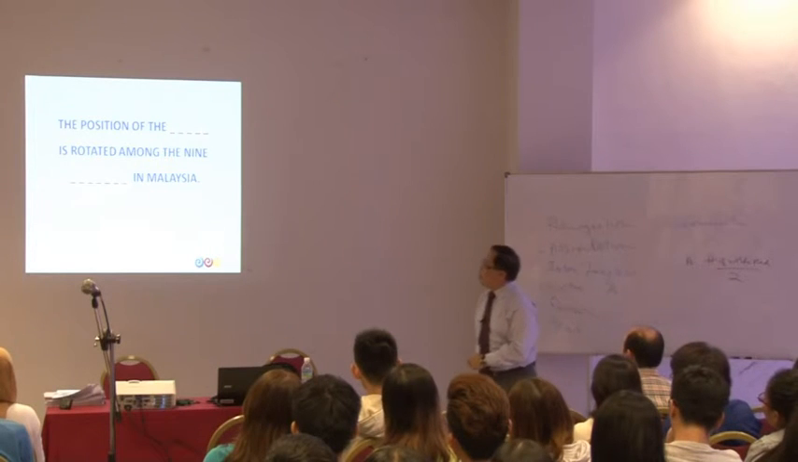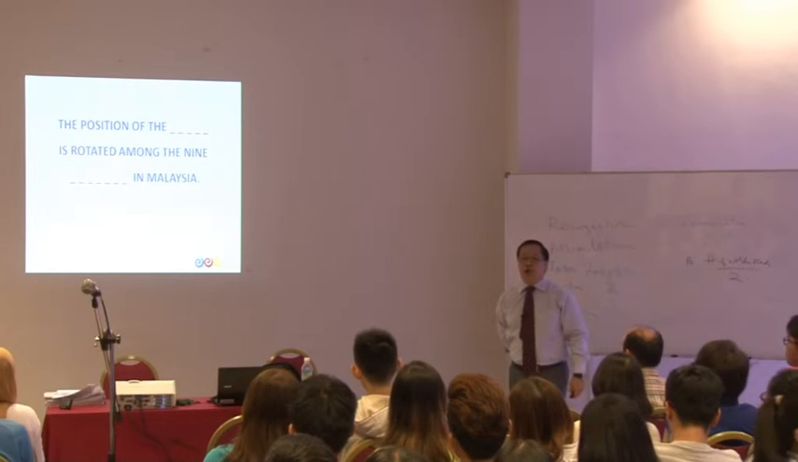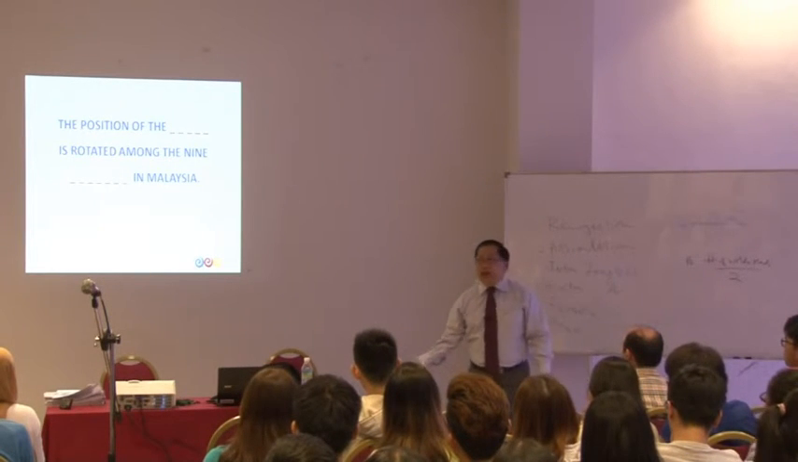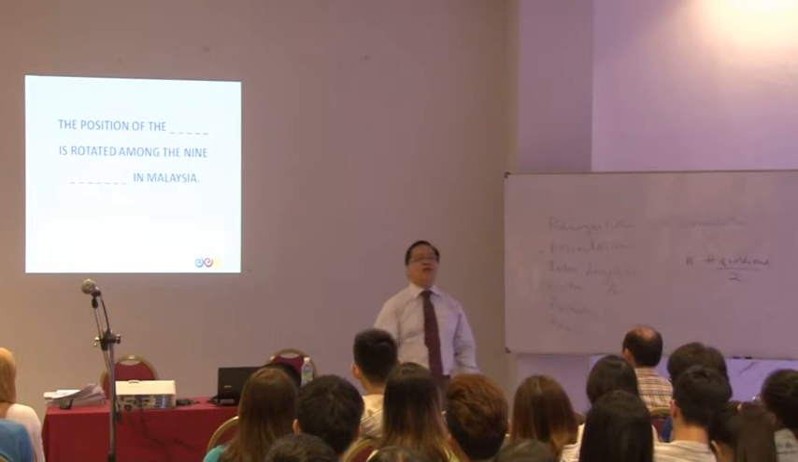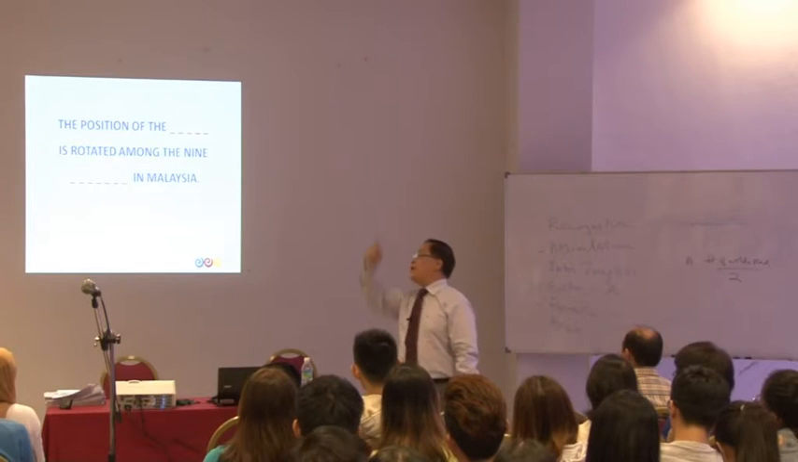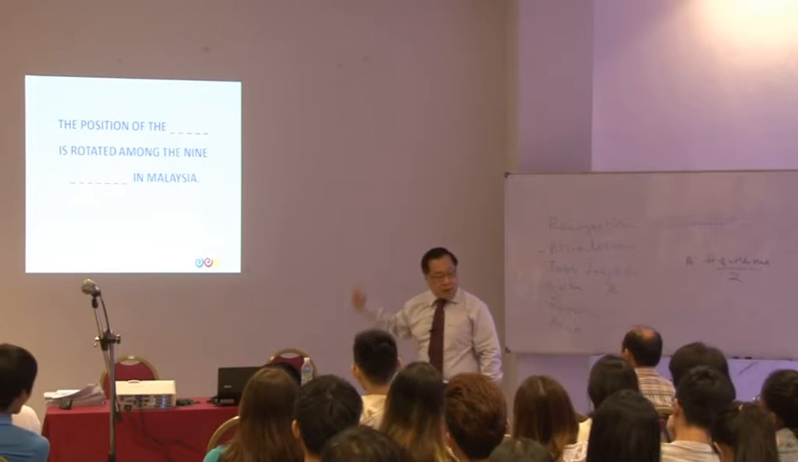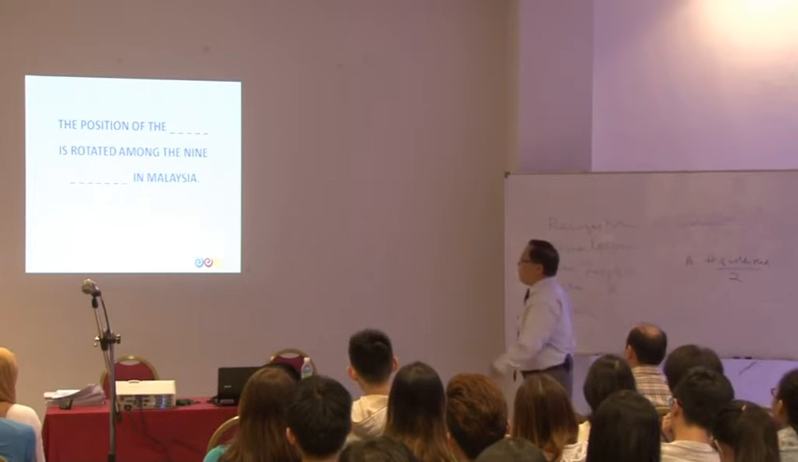Okay, Yang di-Pertuan Agong is rotated among the 9 sultans or rulers in Malaysia, correct? Now, the context is such that if you are a Malaysian and know about Malaysian history, you know. Ask somebody from the US, correct? That's what I mean by context, ladies and gentlemen. Now, if you know a little bit about that, that's context.